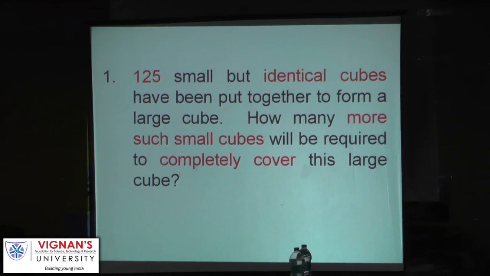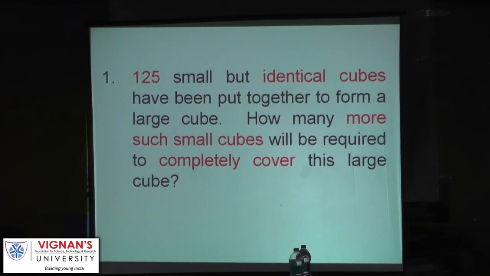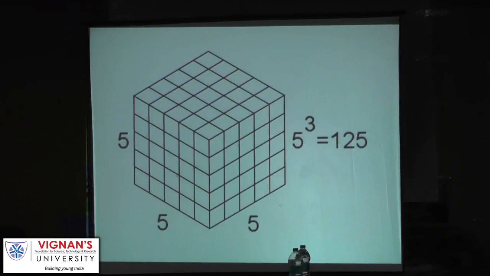125 small but identical cubes have been put together to form a large cube. Now, how many more such small cubes will be required to completely cover this large cube? The idea is like this. 125 means 5 by 5 by 5. Cubes are put together like this. They are joined like this to form a bigger cube.